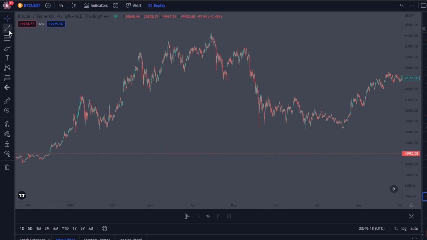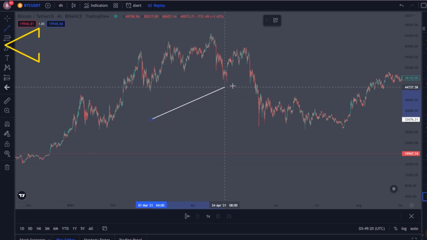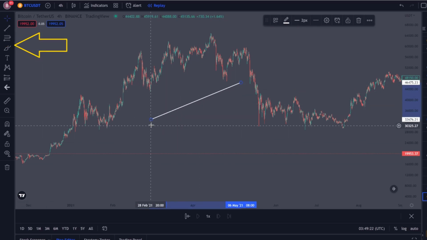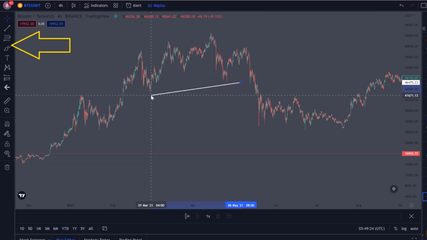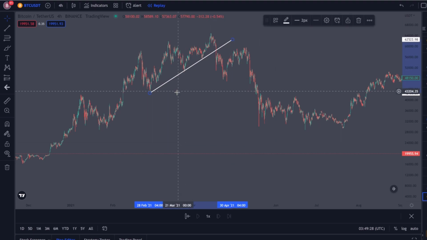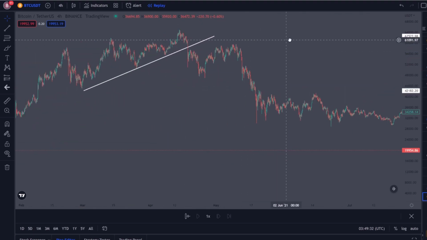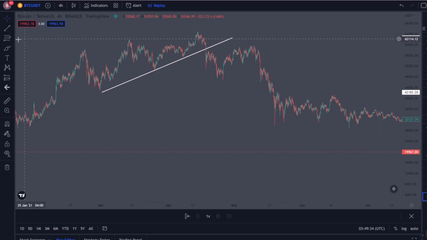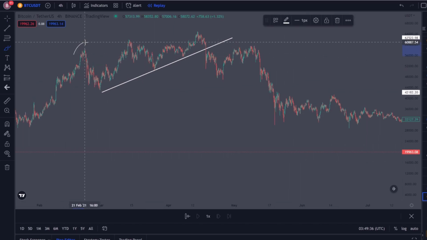Now, in order to track a trend, we use the trend line tool over here and click twice on the graph to make the line. So for an example of a trend, we can look right here. We have a series of higher lows, so we can connect the lines. They don't have to be exact, but they should be very close. So let's zoom in here.